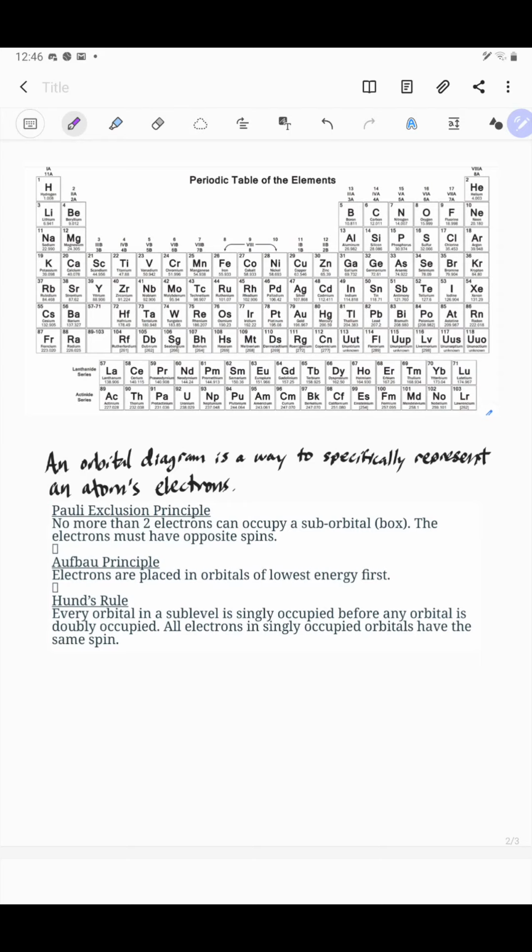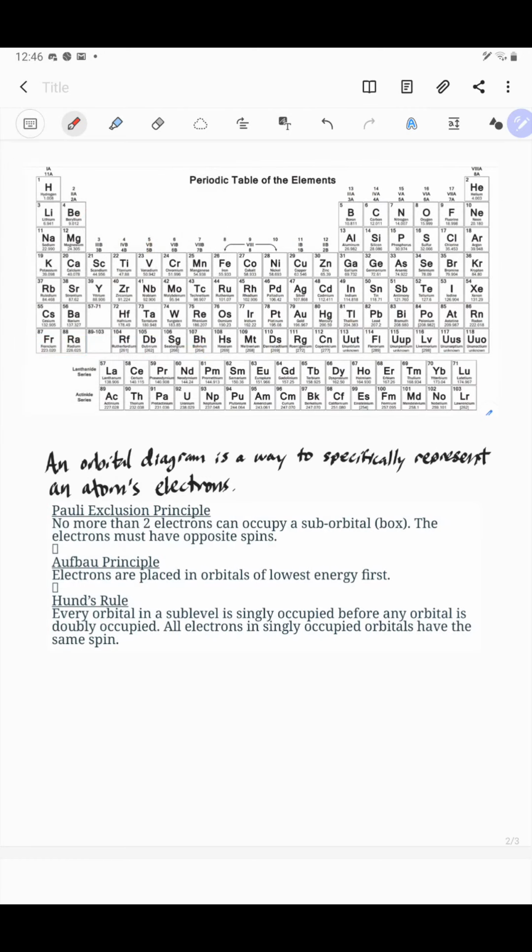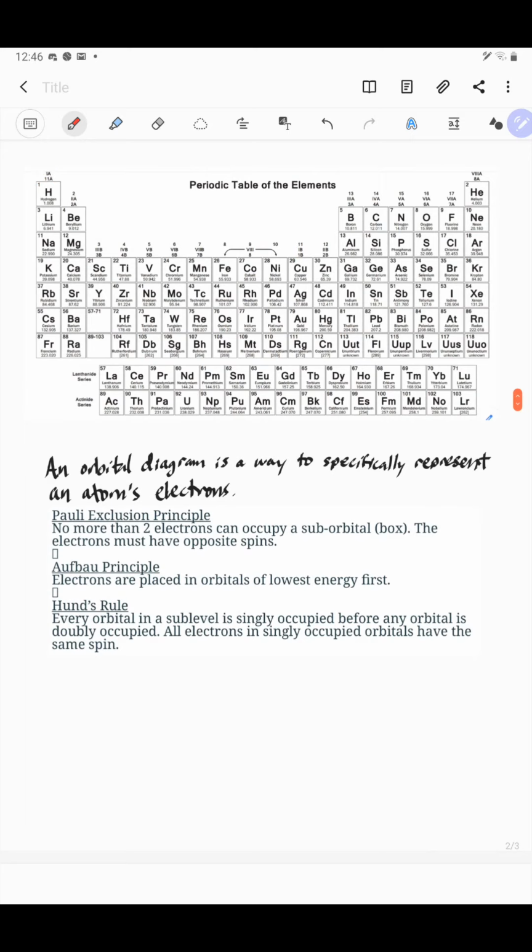With orbital diagrams, it's going to be important to first categorize the periodic table into different segments. And that's how we're going to be explaining the different orbitals in these orbital diagrams. So let's go through this first part of the periodic table, this part on the left. We're going to call this the S block.